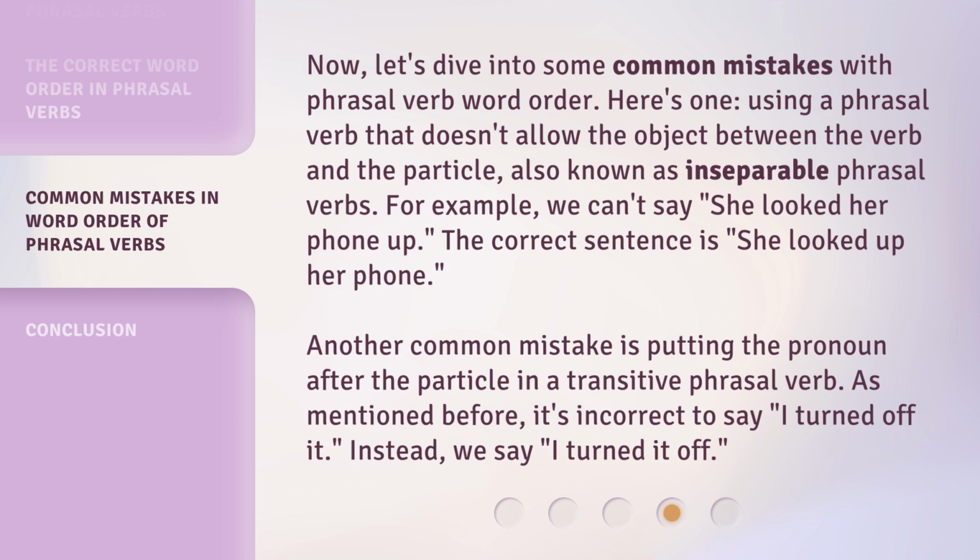Another common mistake is putting the pronoun after the particle in a transitive phrasal verb. As mentioned before, it's incorrect to say, I turned off it. Instead, we say, I turned it off.